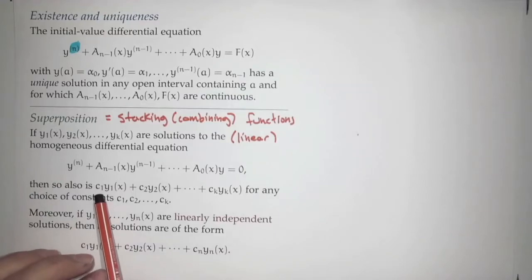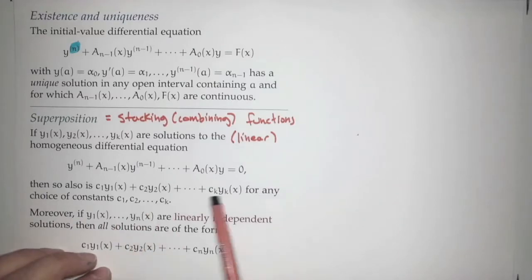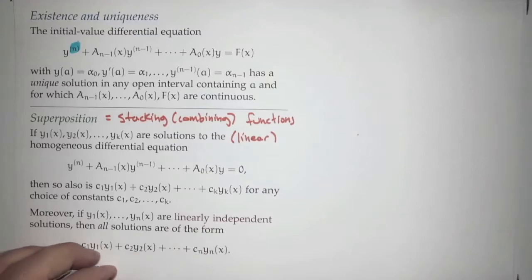So in other words, the simple way is you take some constant times your first function, a different constant times your second function, all the way up to some final constant times your final function. Add them all together. And regardless of what your constants are, the result is also a solution to your differential equation.